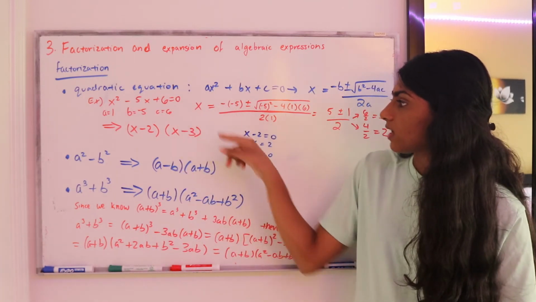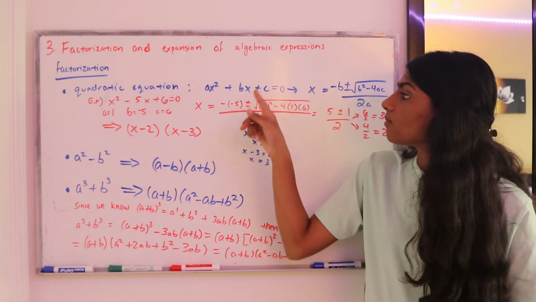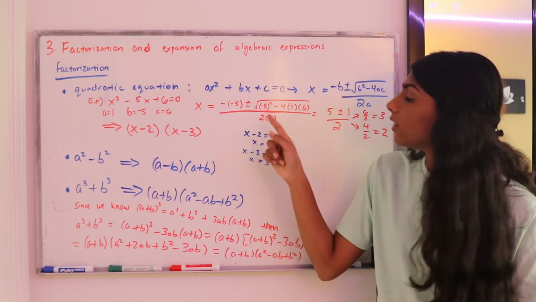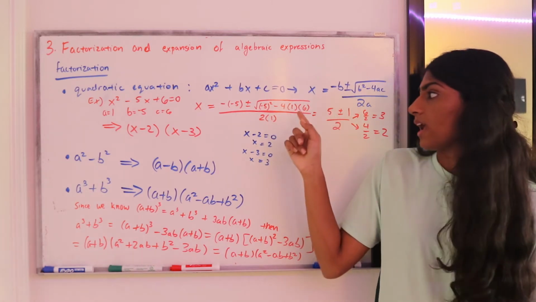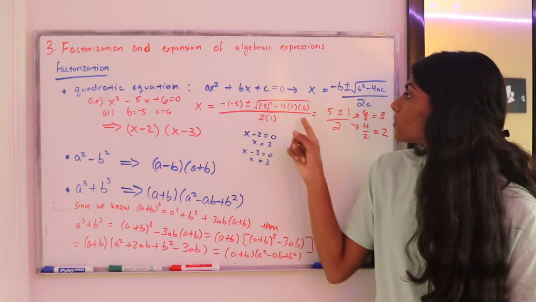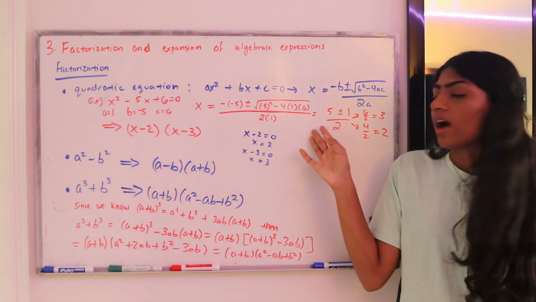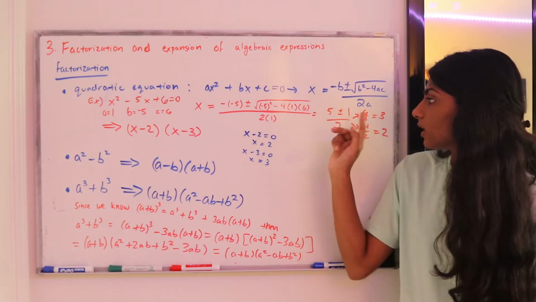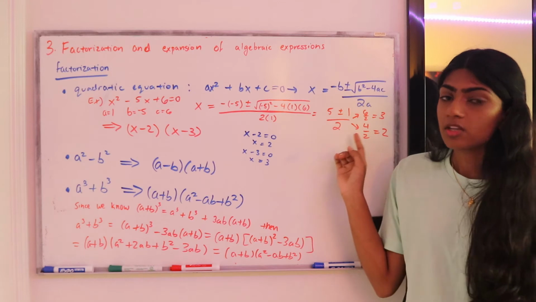So minus, and then in parentheses, negative 5, plus or minus the square root of b squared, so negative 5 in parentheses squared, minus 4, and then times a, which is 1, times c, which is 6, all over 2a, which is 2 times 1. And then we get 5 plus or minus 1 after we solve this square root here. And then 5 plus or minus 1 over 2.